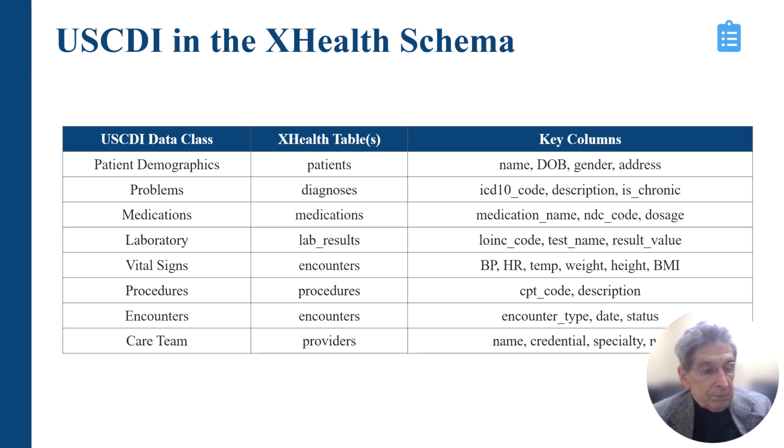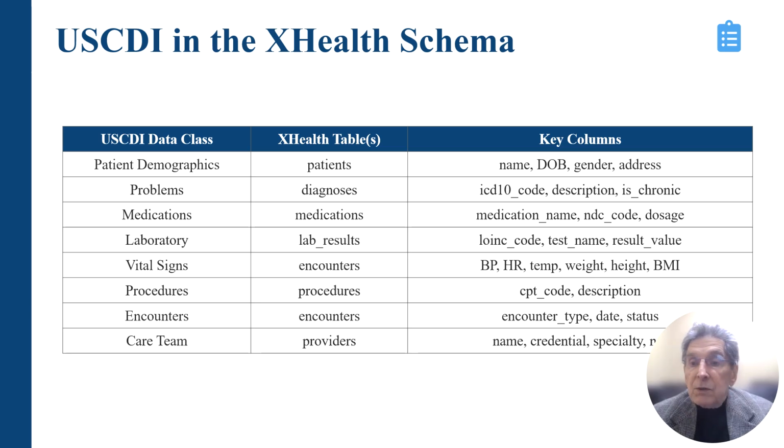Encounters, of course, map to our encounters table with encounter type, encounter date, and status. The care team maps to providers with the provider name, credentials, specialty, and NPI number. When you look at this mapping, you see that XHealth wasn't designed in isolation. Every USCDI required data class has a home. If an interoperability requirement says you must be able to exchange laboratory results, XHealth can meet that requirement because the structure is already there.